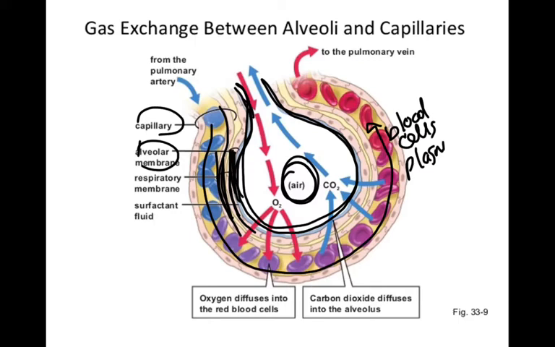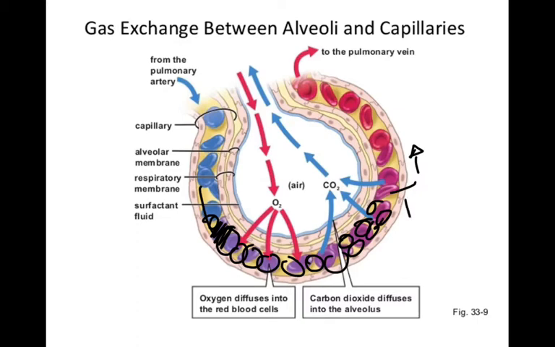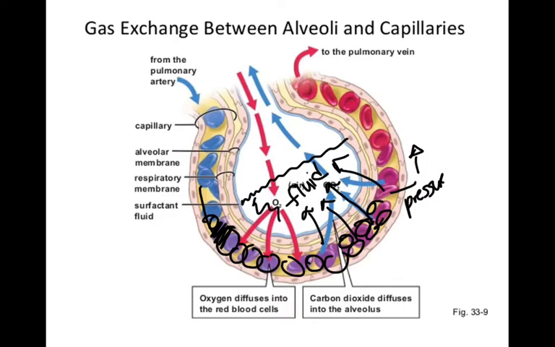How fluid gets in here is because this is only two cells thick. Let me clean off all my little drawings here. If the pressure in here gets too strong, so the pressure is increased, so we have increased pressure in these capillaries, now instead of just gas, we have some plasma fluid coming across the wall and filling the alveoli with fluid. An increased pressure in the capillary space can cause fluid to leak across.